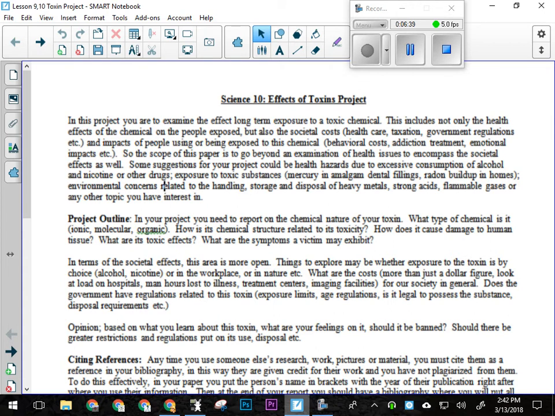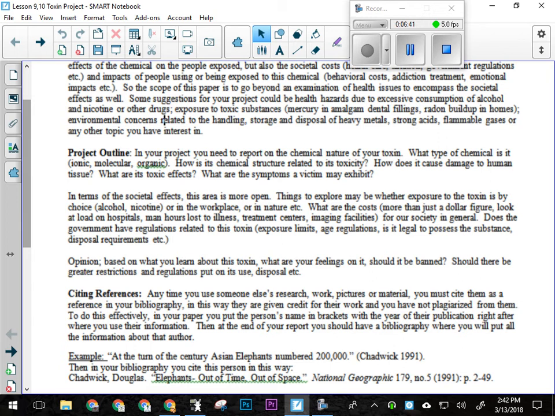All right, so the project outline: you're going to report on the chemical nature of your toxin. What type of chemical is it? Is it ionic, molecular, organic? So maybe it's produced by a plant or in nature. How is its chemical structure related to its toxicity? Like if it's an acid, then it would have hydrogen ions that come off of it and make solutions acidic, or maybe it's got some part of it that causes nerves to break down or whatever.